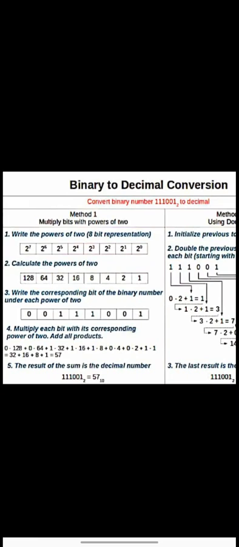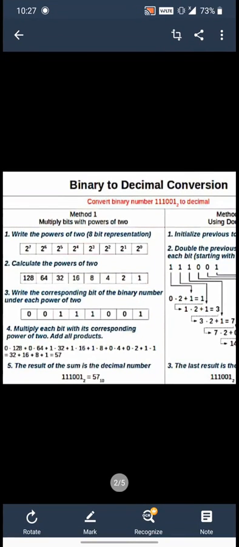How to check that your answer is correct or not? It is a very tricky thing, but a very easy thing also. Count the number of ones in the given binary number. This is the binary number, it has 4 ones: 1, 2, 3, 4. That is, 1 is used 4 times.